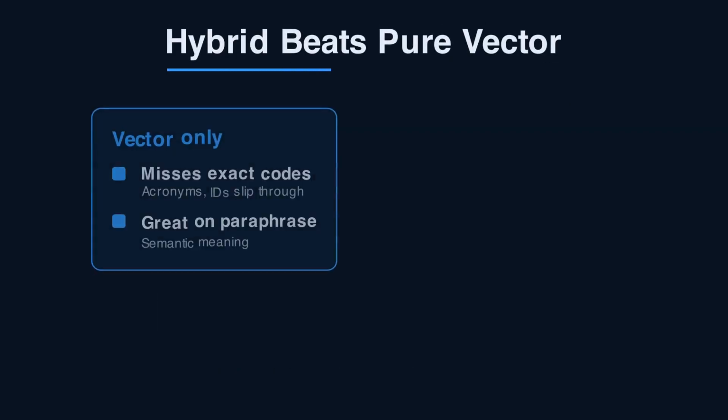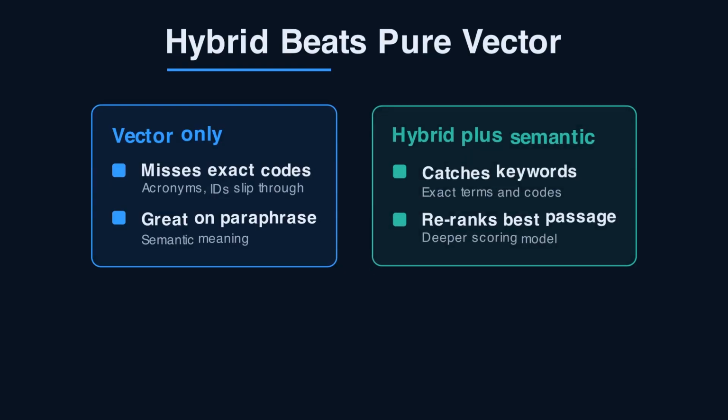A pure vector search feels magical until someone searches for an exact product code or an acronym, and semantic similarity sails right past it. The fix is hybrid search. Run vector search and traditional keyword search together, then fuse the rankings. Azure AI Search does this for you. On top of that, turn on semantic ranking, which rescores the top results with a deeper model and can pull the genuinely best passage up from position 8 to position 1. Hybrid plus semantic ranking is, in my experience, the single biggest quality lever you have, and it's mostly configuration, not code.